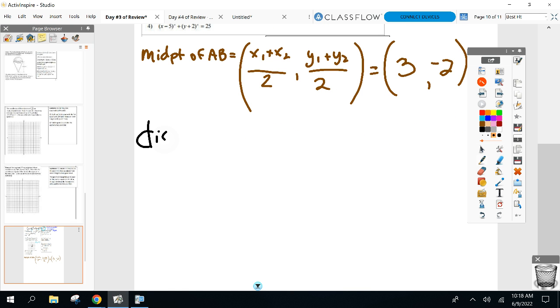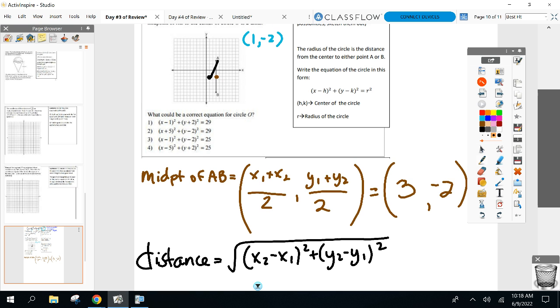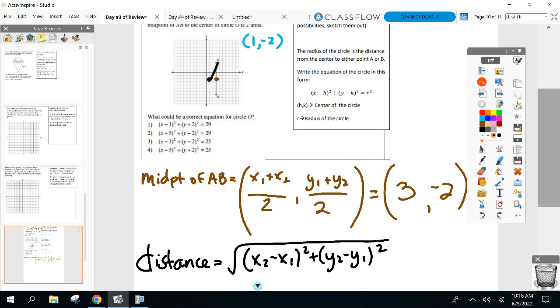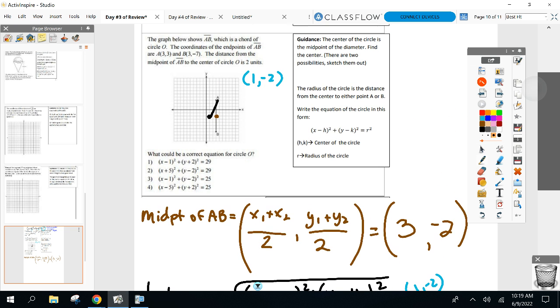Good thing you got your cold hard fact sheet still open. So you're going to go from the center, 1, -2, to point A. Or you could go to point B too. It's still going to be the same.